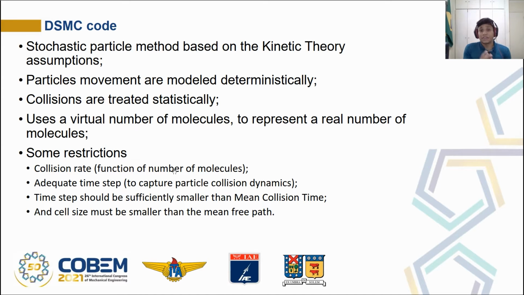But we have some restrictions that must be taken into account before making a simulation. Here we see some of them. The collision rate is a function of the number of molecules. So the higher the number of molecules, the higher the collision rate, and we have a better prediction of the flow field structure and properties. We must use an adequate time step to capture particle collision dynamics, and the time step should be sufficiently smaller than the mean collision time. And the cell size of the domain must be smaller than the mean free path.